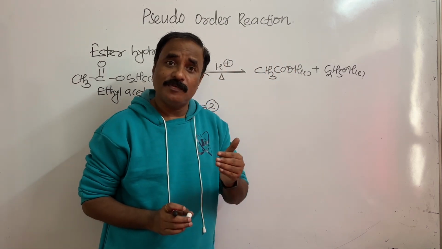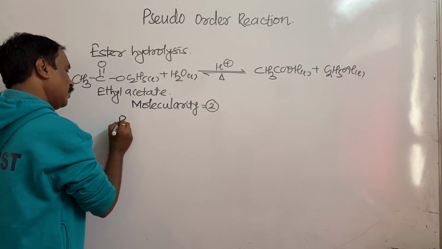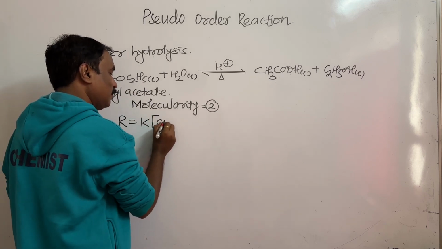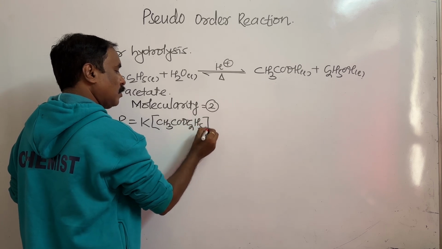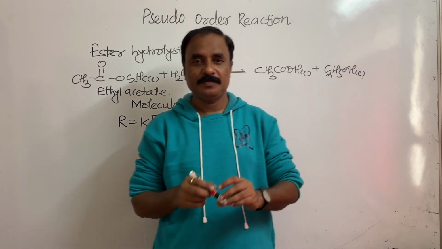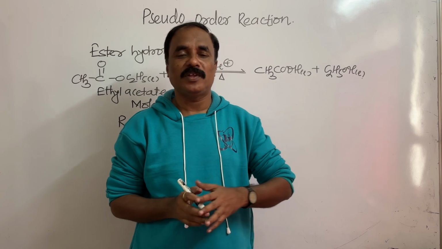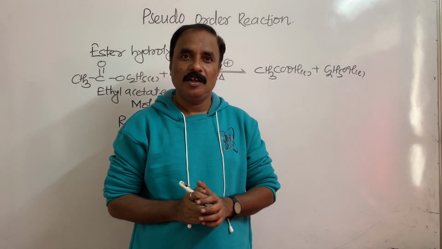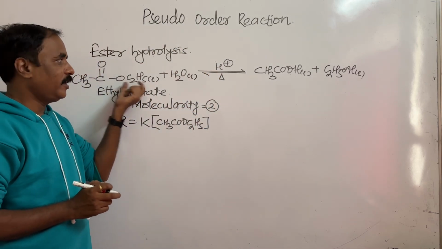But remember, it follows the first order kinetics. Yani? Rate of reaction is equal to K into concentration of ester only, that is ethyl acetate. Rate of reaction is independent of concentration of water. अभी pseudo order reaction कहाँ पर हो सकती है? जहाँ पर एक reactant excess होता है, वहाँ पर pseudo order reaction होती है. अभी यहाँ पर कौन सा reactant excess है? Here two reactants, ethyl acetate and water.